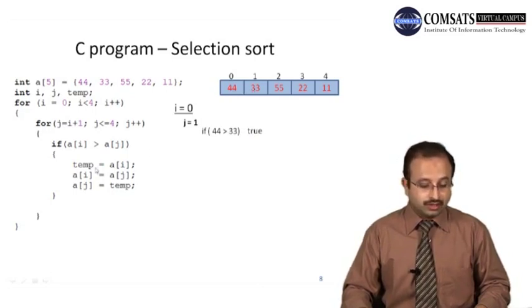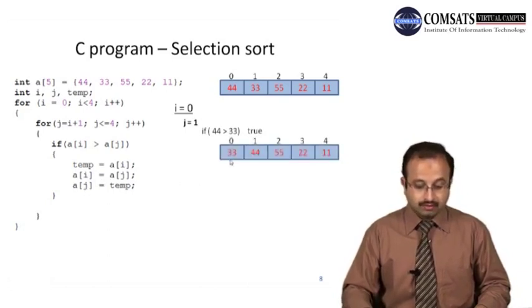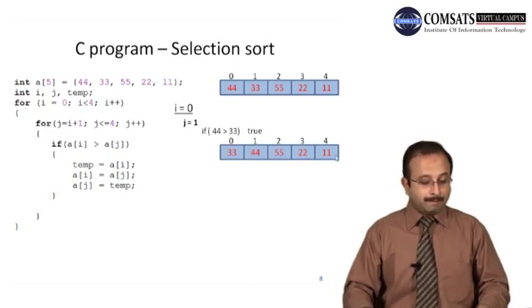And how do you do this? You use a temporary variable. You assign the 0th index value to the temporary variable, then assign the value at the 1st index to the 0th index, and then you copy the value of temp to the 1st index. So the array will look like this: 33, 44, so these two values are swapped, the values of these two elements are interchanged, and 55, 22, 11 stay as they are.